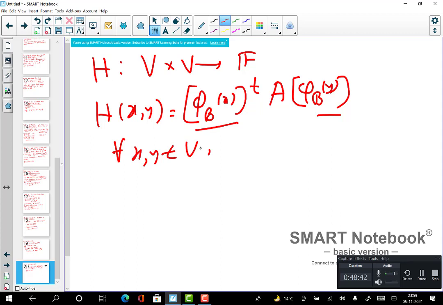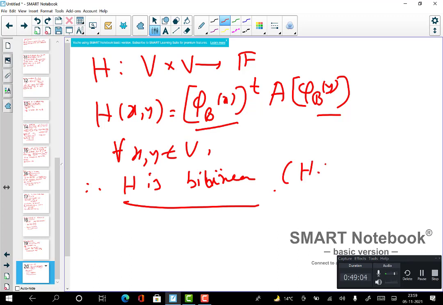First of all, by definition H is bilinear. This is obvious because in Example 3 we proved that if we have a matrix and define a map of this transpose form, then it has to be bilinear. That is clear, just do it as homework. Now what more do you need to prove? You need to prove that the matrix representation of H with respect to the basis B is exactly A.